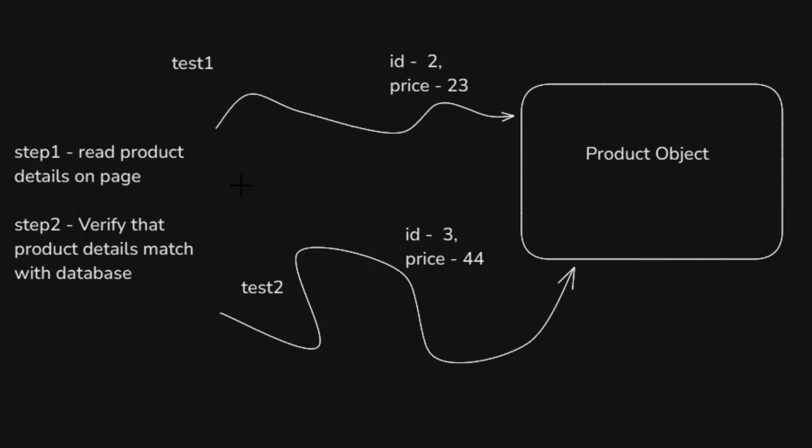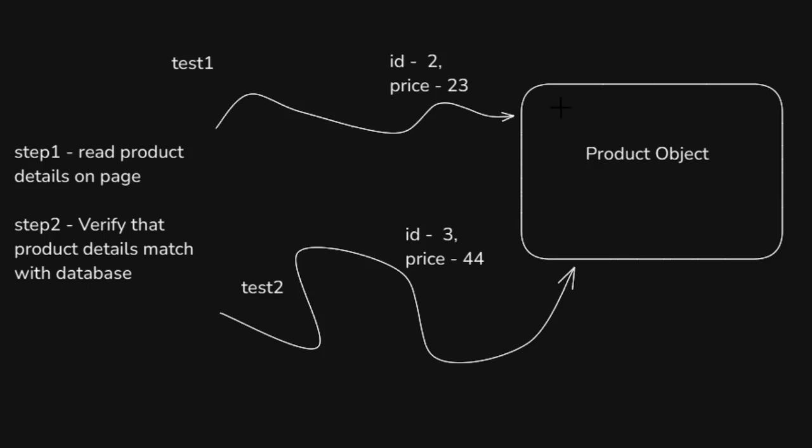But in multi-thread, it is not necessary that these particular steps will run in sequence. So these steps can be interleaved for these two tests. Let's say thread 1 has completed step 1 where it has read these product details on the page, where ID and price is stored in this product object. Now before thread 1 gets the chance to run the next step, thread 2, which is running test 2, comes and reads these product details on the page and stores those details in the product object as well.